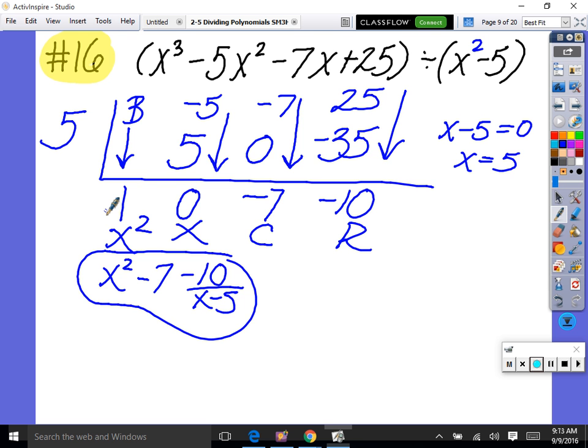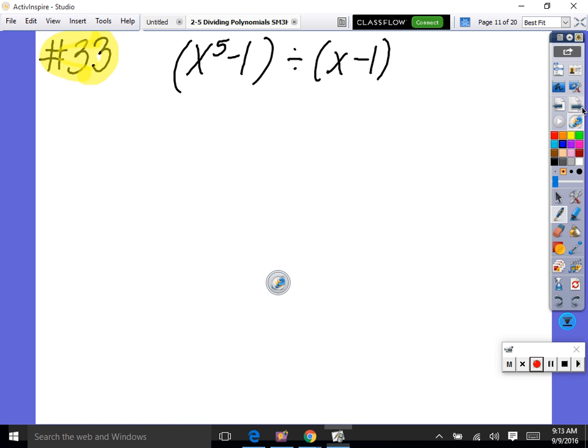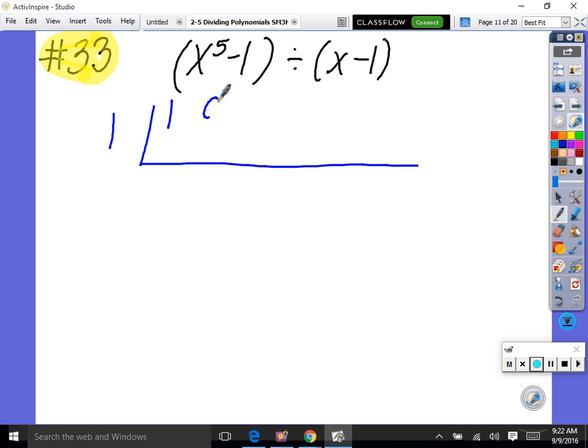Okay, let's do this one. Okay, 33. All right, here we go. So I'm going to use synthetic division 1. We set up our house, degree 5. In front of that is a 1. We're missing the degree 4, so 0. We're missing degree 3, 0. We're missing degree 2, 0. We're missing degree 1, 0. Negative 1. We drop whatever that is straight down.